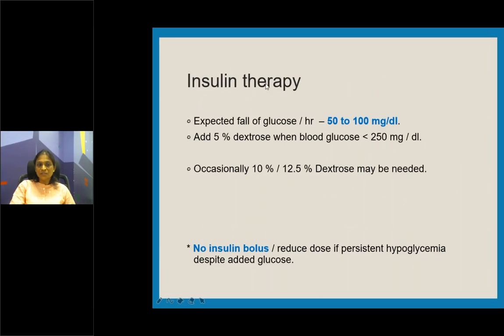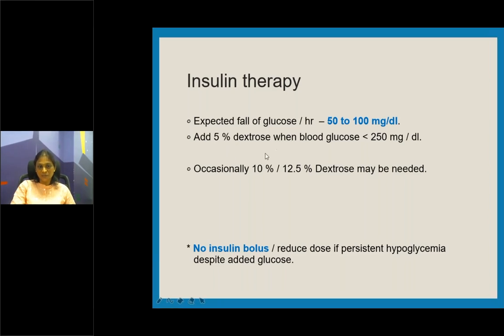With insulin therapy, the expected fall of glucose per hour is usually around 50 to 100 milligrams per dl. We have to check glucose hourly to find out how fast it falls, and if the blood glucose drops below 250 milligrams per dl, we have to add 5% dextrose. We usually don't come down on the insulin unless ketoacidosis is totally reversed and the pH is more than 7.3 or the bicarb is more than 15.